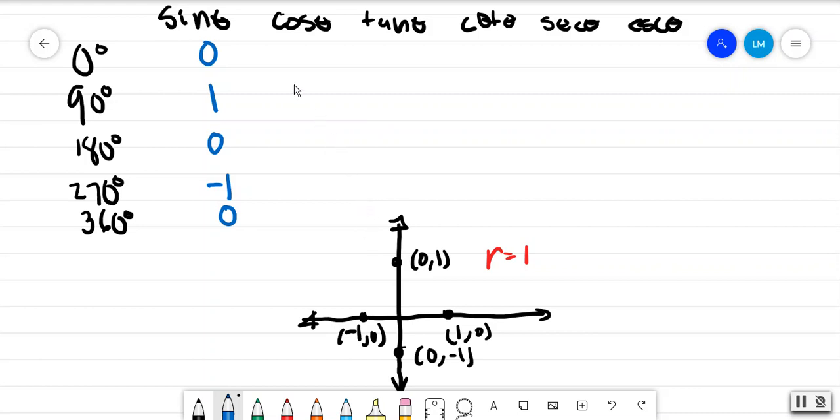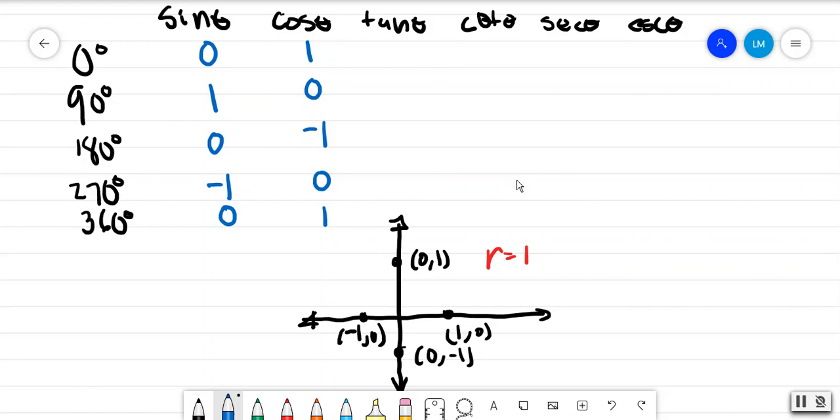Furthermore, cosine of 0 is going to be 1. Why? Because it's 1 over 1. Now you can kind of see that the pattern is that sine of theta for quadrantal angles is going to be 0, 1, or negative 1, and then cosine is going to be 0, 1, or negative 1, and so on. So they kind of switch. So cosine of 90 is 0, cosine of 180 is negative 1, cosine of 270 is 0, and then that's just going to be 1.